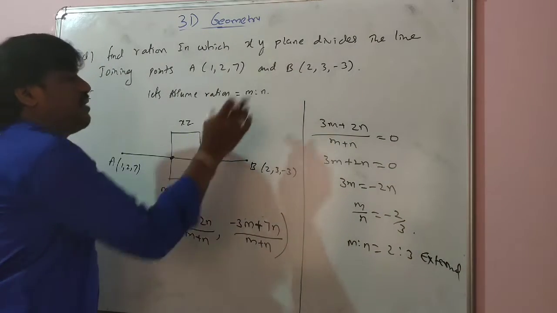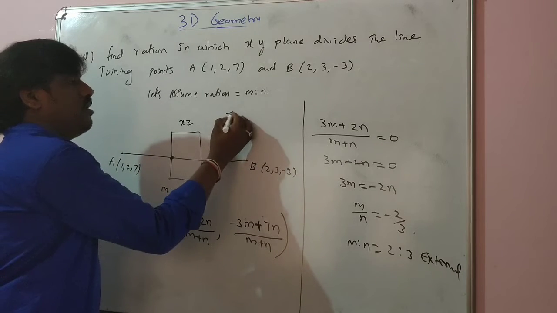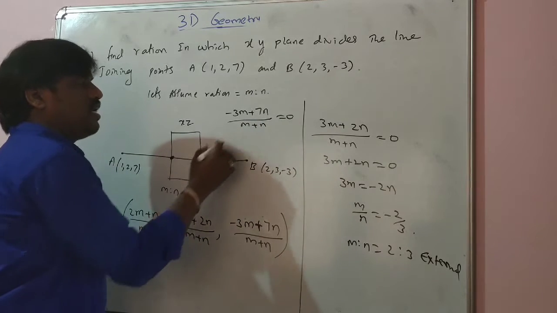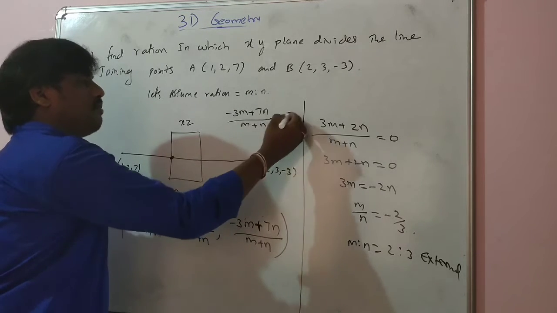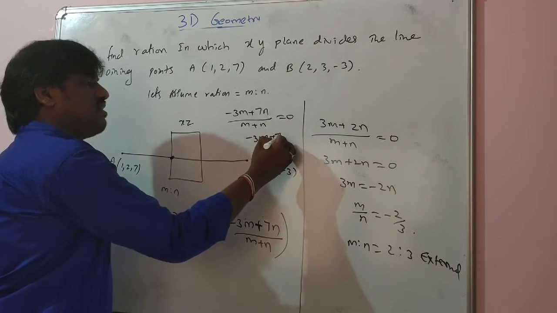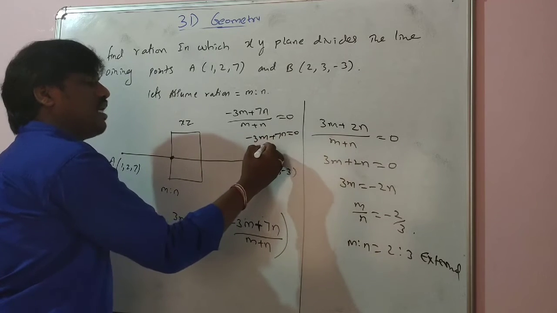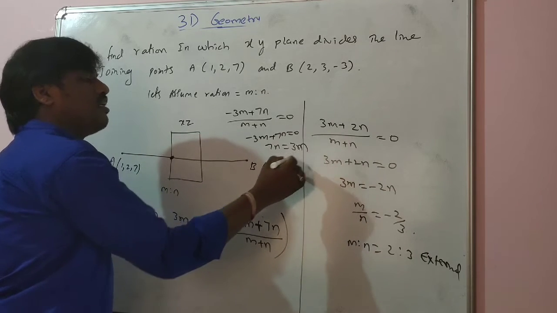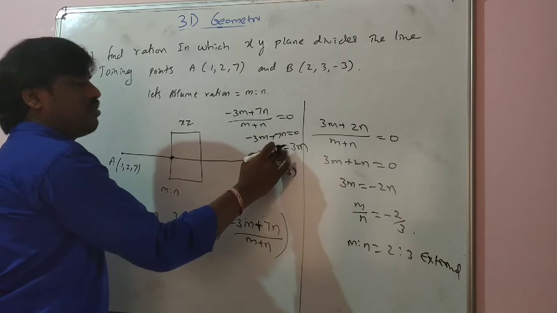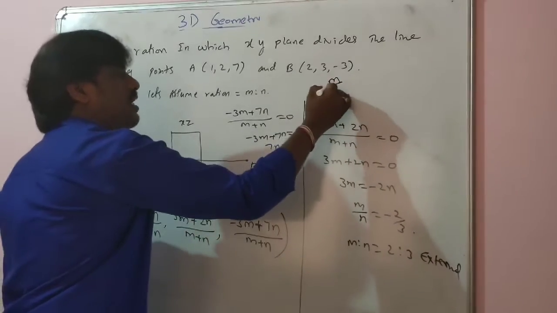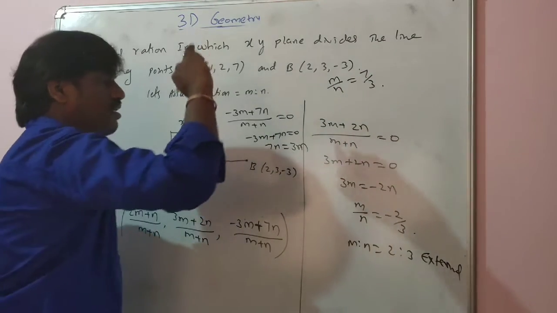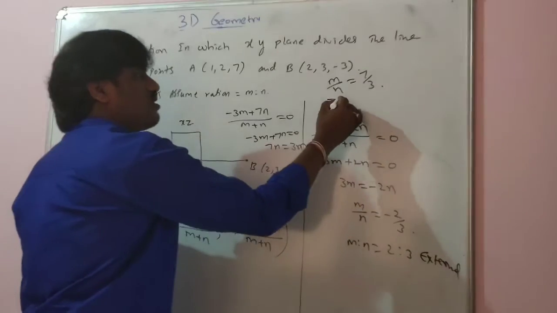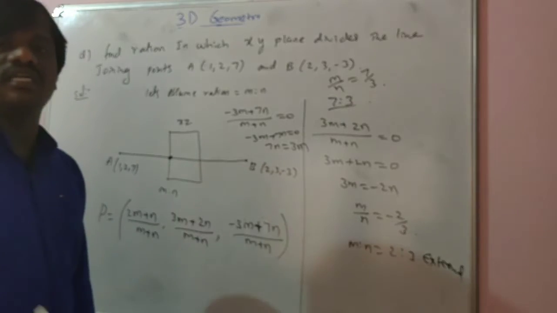But if it is the xy plane, then z will be 0. So (-3m + 7n)/(m + n) is equal to 0. That means m + n is not 0, so -3m + 7n = 0. If I send 3m to that side, I get 7n is equal to 3m. This becomes positive. So m by n I need: send n this side and 3 this side. m by n is equal to 7 by 3. Therefore 7:3, internally it is dividing.